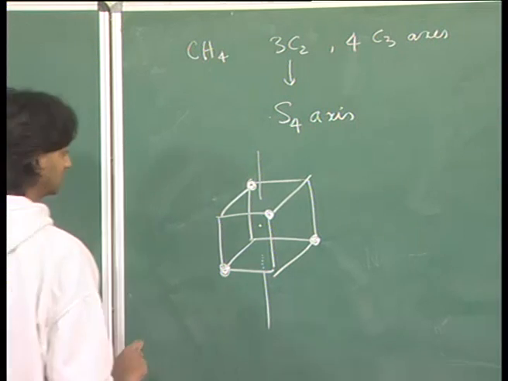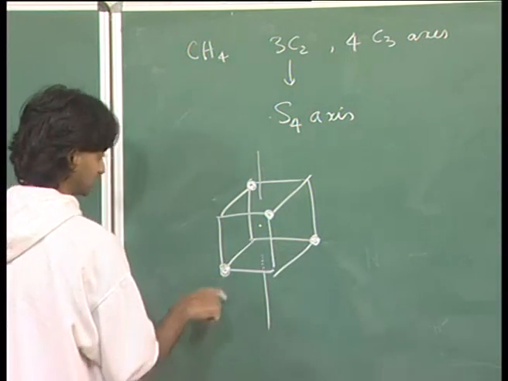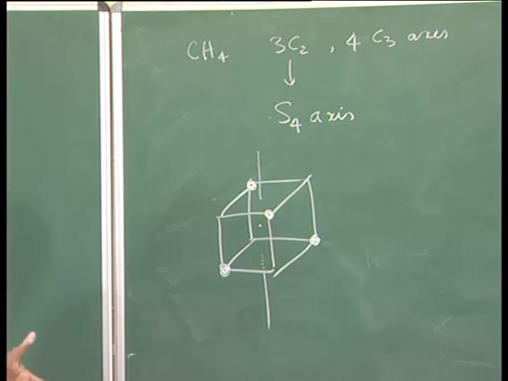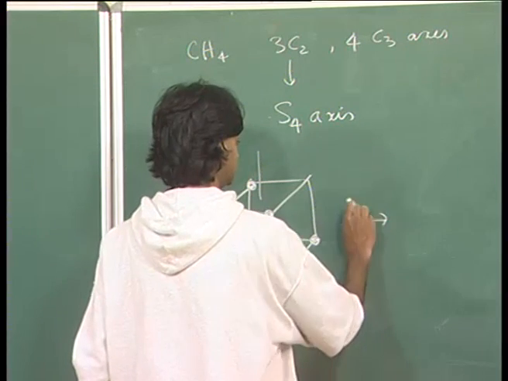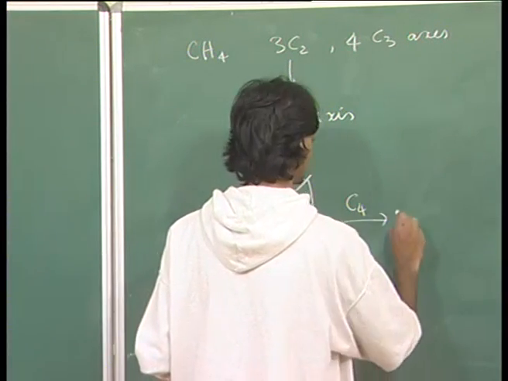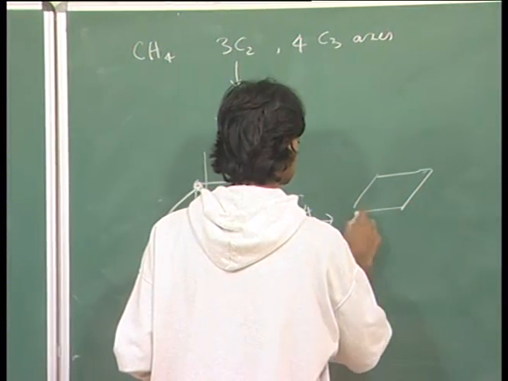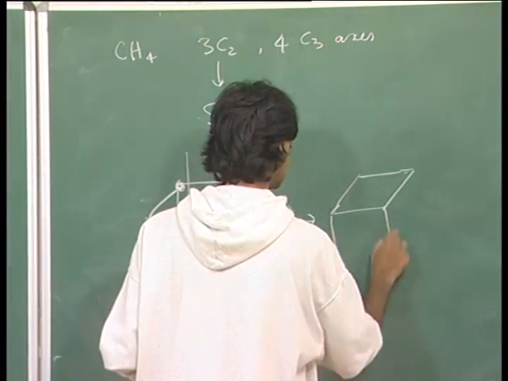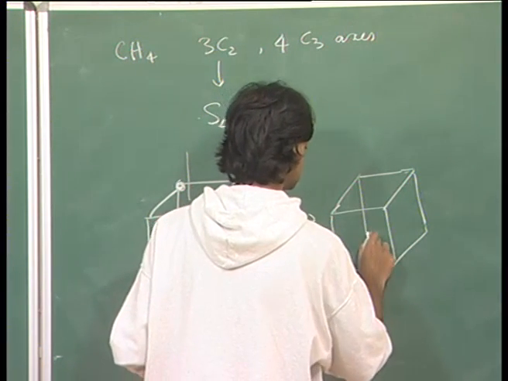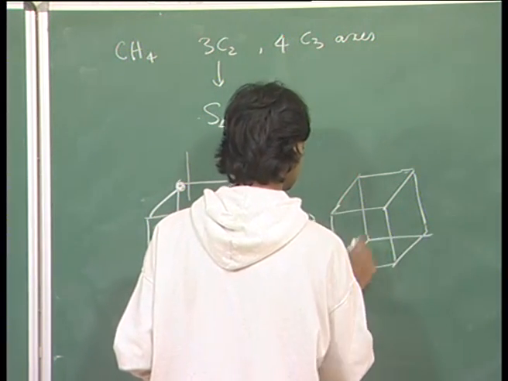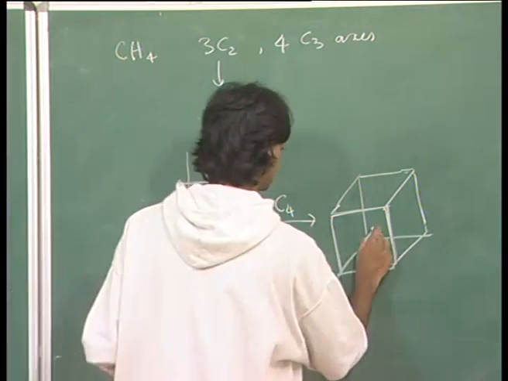Okay, so this is a C2 axis. If you do a 180 degree rotation, these two get switched and these two get switched. Now, if you do a 90 degree rotation, a C4, then what you will get is the following.